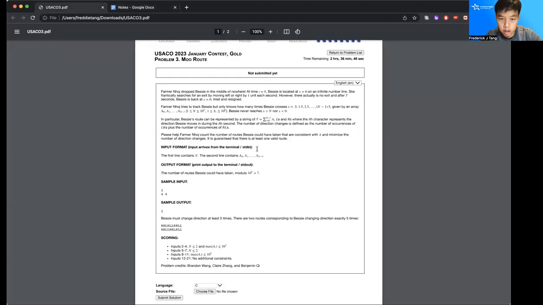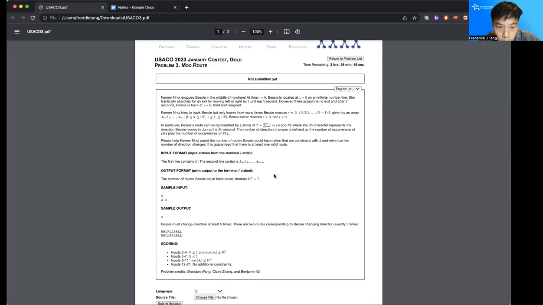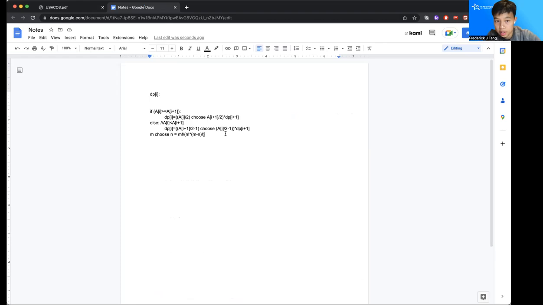Note that we need to mod the number of paths by 10 to the 9 plus 7. So we can't actually compute the entire factorial. This can be done easily with a factorial array where factorial i equals factorial i minus 1 times i, mod 10 to the 9 plus 7. You can just pre-compute all the factorials.